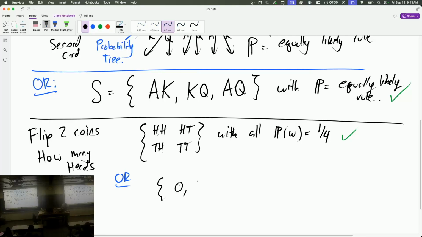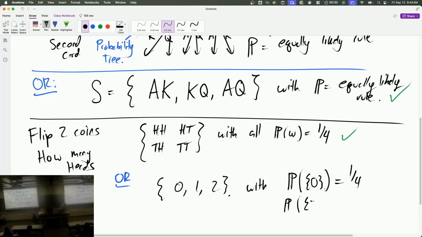So here is another, equally good answer: you could do 0, 1, and 2. Hey, wait a minute. I said 0, 1, and 2 is not correct. Well, 0, 1, and 2 with the equally likely rule is not correct. But the rule that does work is the probability of 0 is a quarter, the probability of 2 is a quarter, and the probability of the event 1 is not a quarter, but a half. And this one is correct. So the equally likely rule does not work for 0, 1, and 2. They're not symmetric. But if you have these weirdo probabilities, a quarter and a half, then it does work.